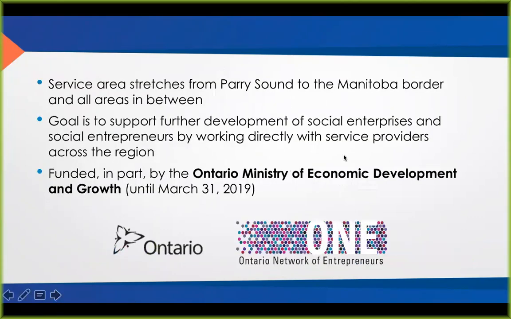This project itself is funded by the Ontario Ministry of Economic Development and Growth, with the goal of supporting the development of social enterprises and entrepreneurs throughout our region, giving service providers, particularly the One members, but also other service providers such as the CFDCs, economic development officers, etc., resources and tools to assist social entrepreneurs and social enterprises wishing to scale up. And our area for this project is all of Northern Ontario, stretching from Parry Sound to the Manitoba border, including the James Bay coast, and everything in between. So that's the summary of the partnership.